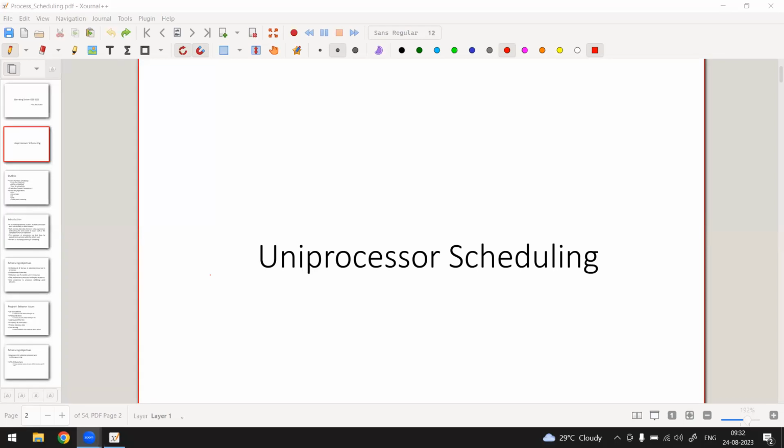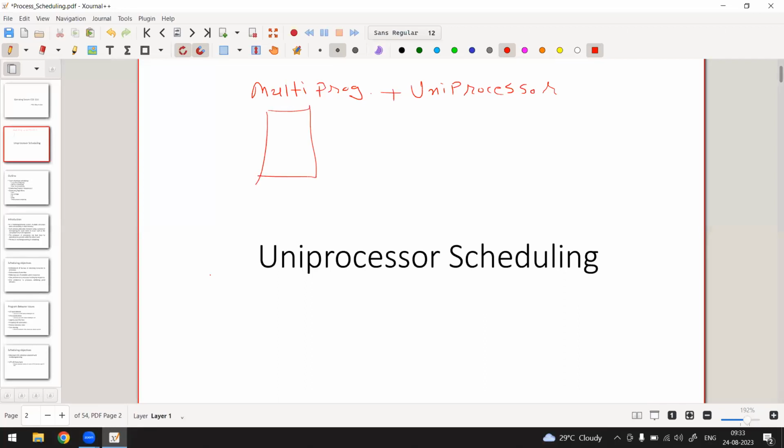Now, we are talking about a multi-programming system as well as a uniprocessor system. See these two aspects. Multi-programming means at one point of time, we have multiple processes in our main memory that are ready to run. Uniprocessor means we have only a single processor on which one of these processes can execute.